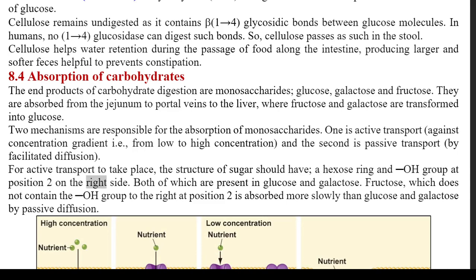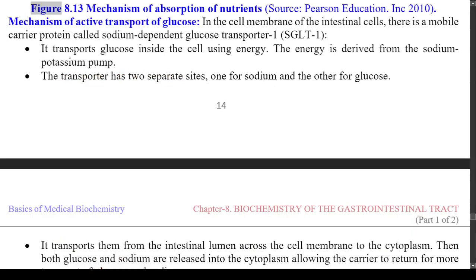For active transport to take place, the structure of sugar should have a hexose ring and an OH group at position 2 on the right side, both of which are present in glucose and galactose. Fructose, which does not contain the OH group to the right at position 2, is absorbed more slowly than glucose and galactose by passive diffusion. Figure 8.13 Mechanism of absorption of nutrients. Source: Pearson Education, Inc. 2010. Mechanism of active transport of glucose.